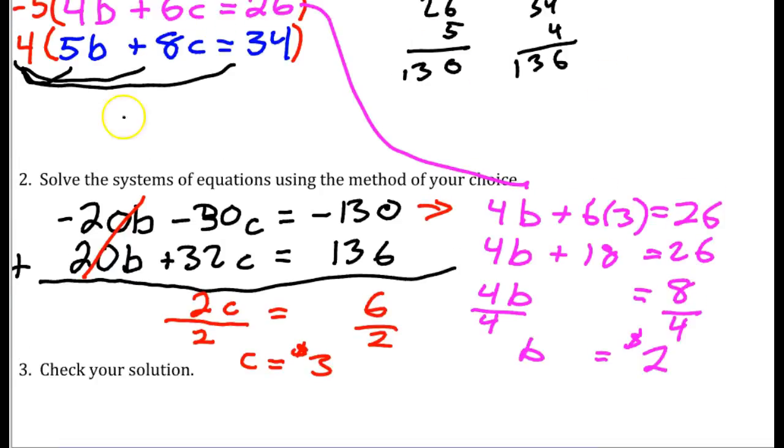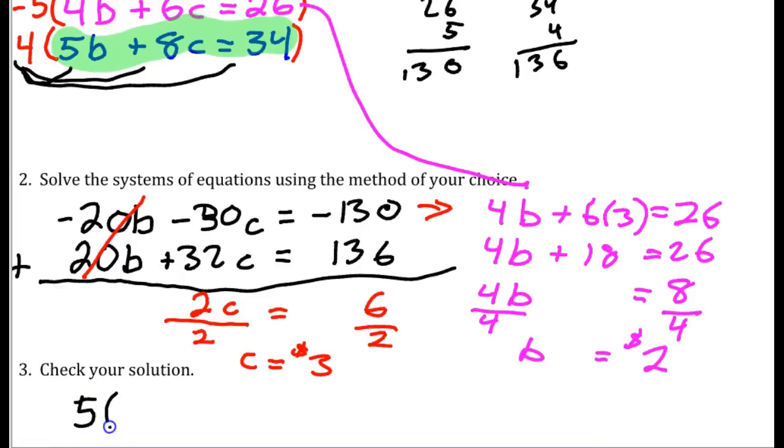Next part, check your solution. So I'm going to use the other equation right here to check. I'm going to plug in my B and my C, and I'm trying to get 34. If I get 34, I got it right. If I don't get 34, something is wrong.